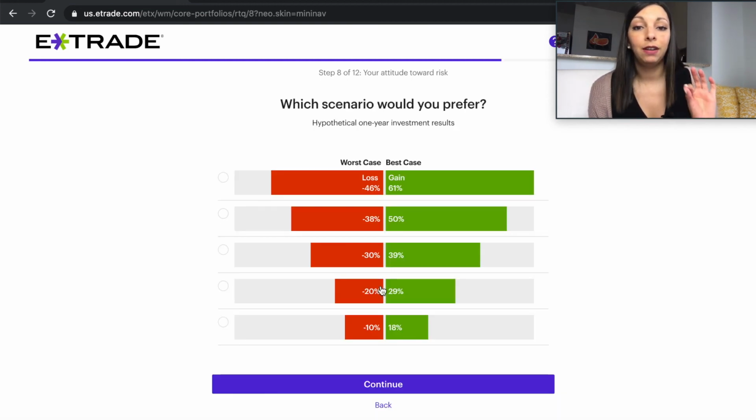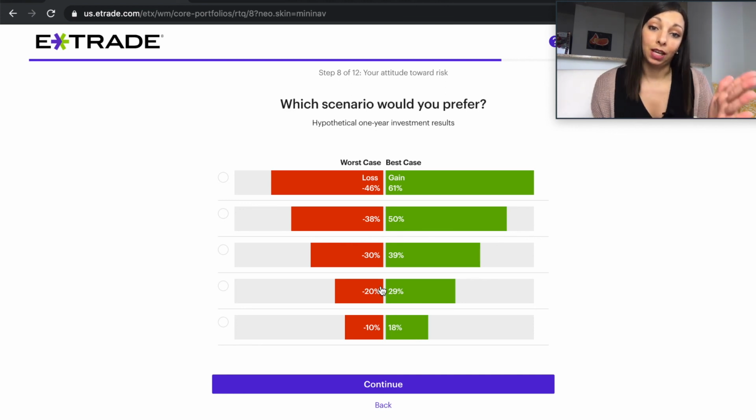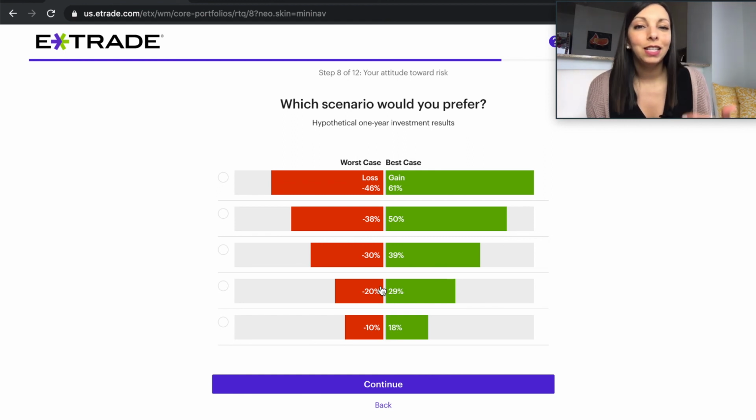Hypothetical 1-year investment returns. So you want to look at the green compared to the red. Best case scenario, you have a 61% gain, but in a worst case, you could lose 46%. These are the same kind of questions, just asked in a different way, using different visual graphs. So they want to get the idea of how you really truly feel. For myself, I would pick this one.